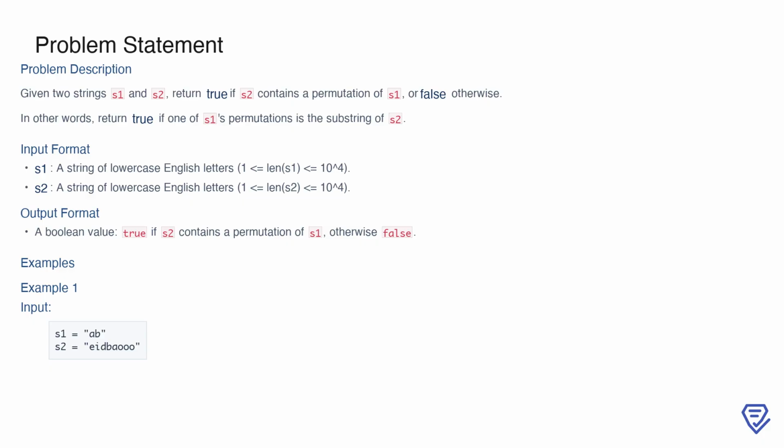For example, if S1 is ABC, its permutations would include ABC, ACB, BAC, BCA, CAB, and CBA. Now, in terms of input, both strings consist only of lowercase English letters, and their lengths are restricted to between 1 and 10,000. The output is a Boolean value true or false depending on whether the condition is met. Let's look at some examples to make this clearer.